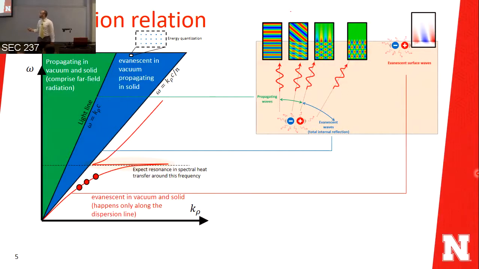So this green area is the propagating waves that can propagate in the vacuum and in the bulk. The blue region is just from total internal reflection. And the most interesting ones are the surface waves, which can propagate neither in vacuum nor in the bulk. You can notice here that those surface waves have some kind of spikes. These spikes mean that there are many states to transfer the energy around this frequency. This is responsible for the spectral selectivity of thermal radiation.